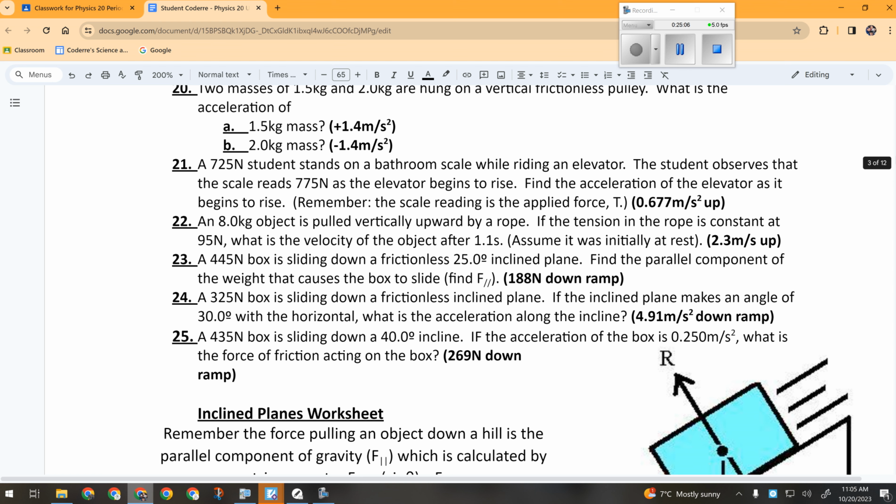So draw that one out on paper, and see if you can calculate what F parallel would be. Hopefully you copied down the last example so you have that triangle in there to help you.